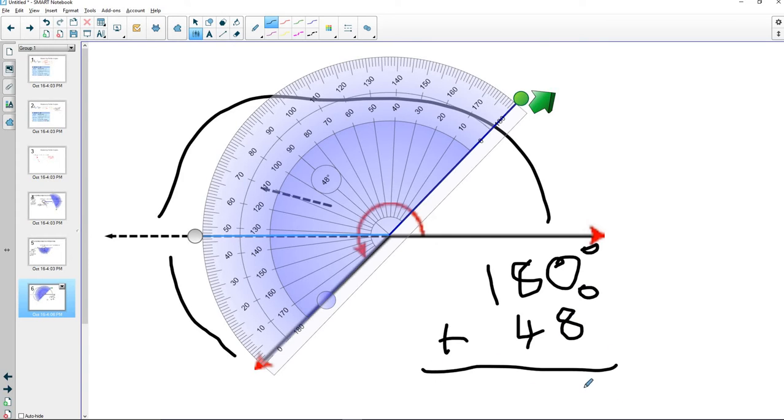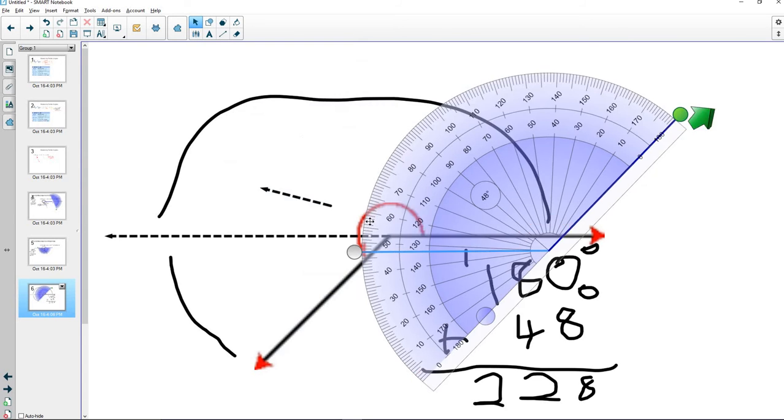Okay. 0 plus 8 equals 8. 40 plus 80 equals 120. So we'll put the 2 in the tens column and we'll carry the 1. And 200 plus 0 equals 200. So we are left with 228 as our angles for this.